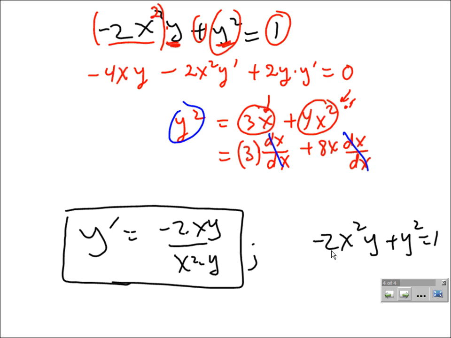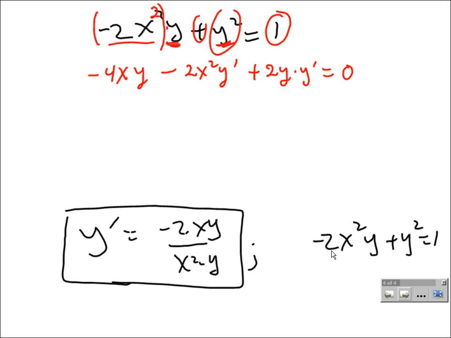The derivative of y squared, just like the derivative of x squared is 2x, the derivative of y squared is 2y times, it's in terms of y, there's only y's there, with respect to x. That's why every time you take a derivative of a y term, you end up with y prime, or dy dx.